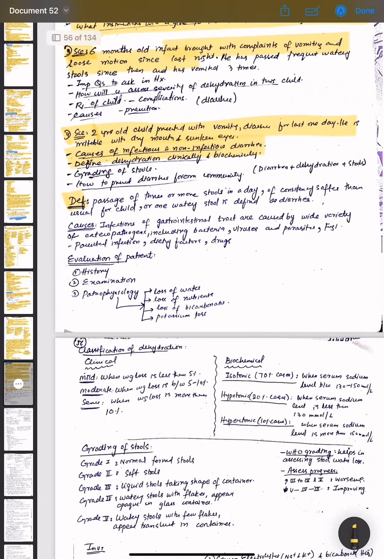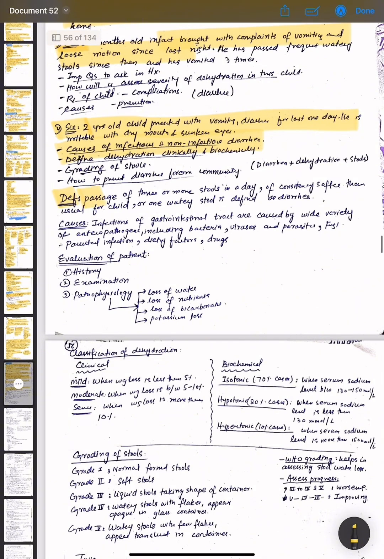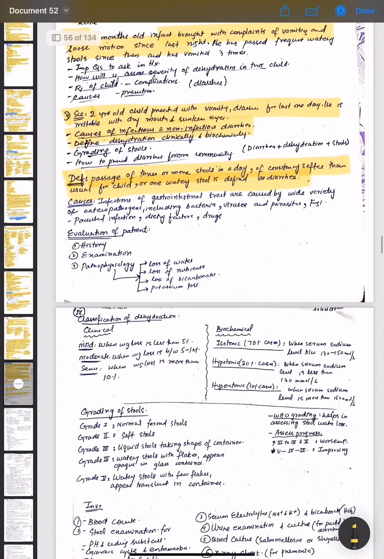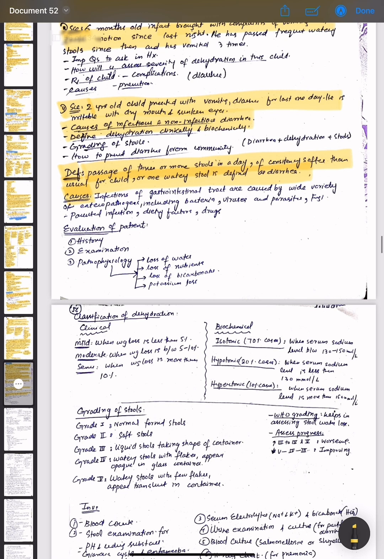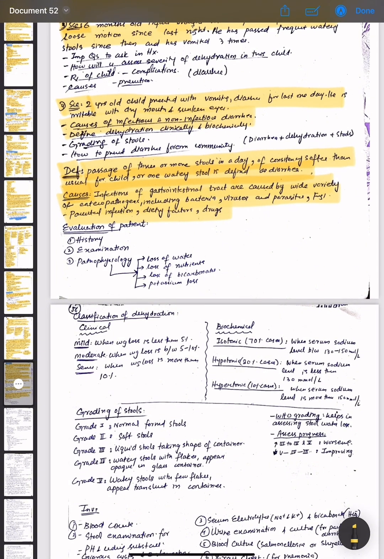We have the definition of acute diarrhea: it is the passage of 3 or more stools in a day of consistency softer than usual for the child, or one watery stool. The causes of acute diarrhea are infections of the gastrointestinal tract caused by a wide variety of enteropathogens, including bacteria, viruses, parasites and fungi, as well as parenteral infection, dietary factors and drugs.